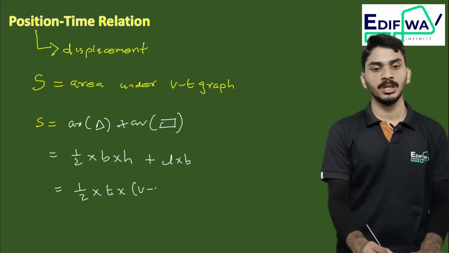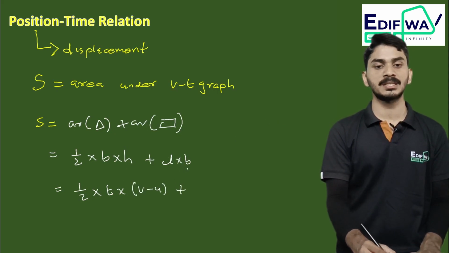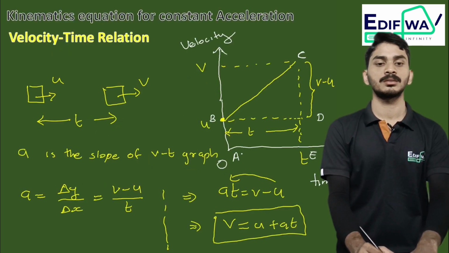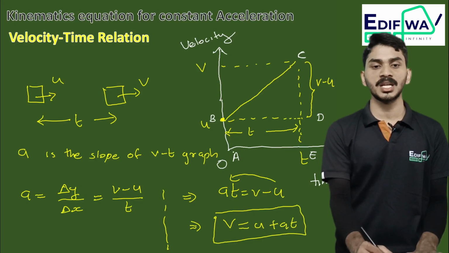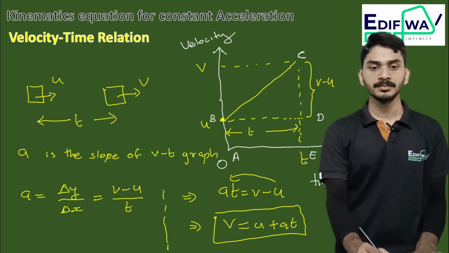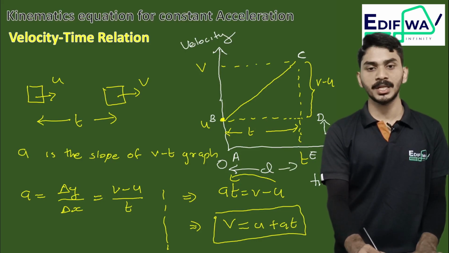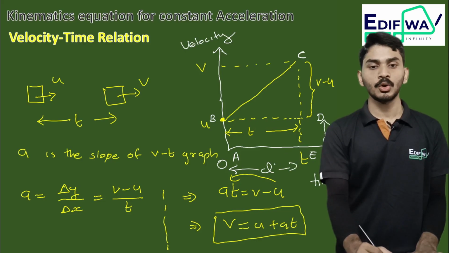So it is half t into v minus u, plus length into breadth of the rectangle. How to find that? Here this is the length, and this is the breadth. So the length is basically t and the breadth is basically u.